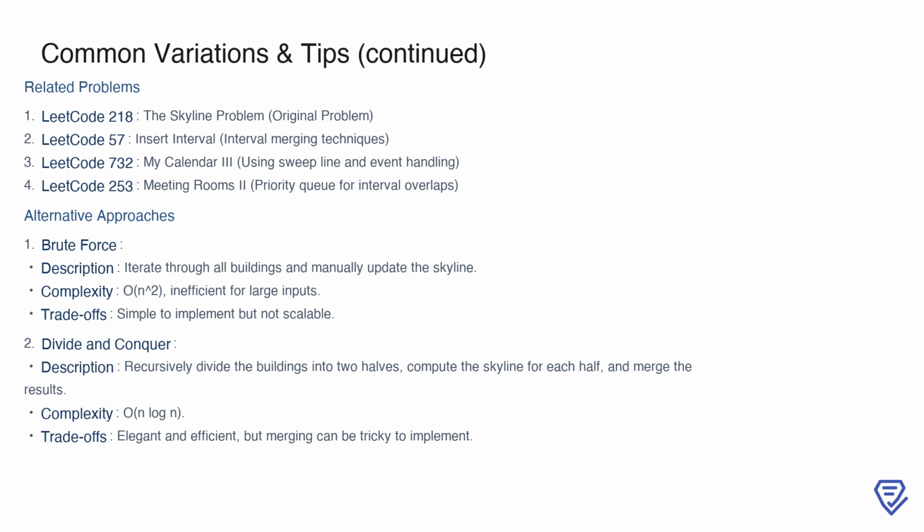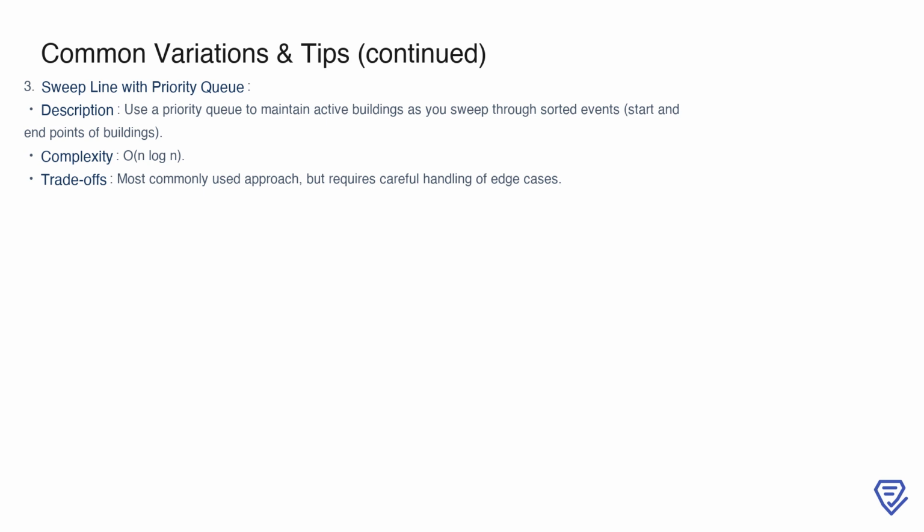The most commonly used method for solving the skyline problem is the sweepline algorithm combined with a priority queue. This approach involves sweeping through sorted events, which represent the start and end points of buildings, while maintaining the active set of buildings in a priority queue. With a time complexity of O(n*log n), it offers a good balance between efficiency and clarity. However, it does require careful handling of edge cases to ensure correctness.